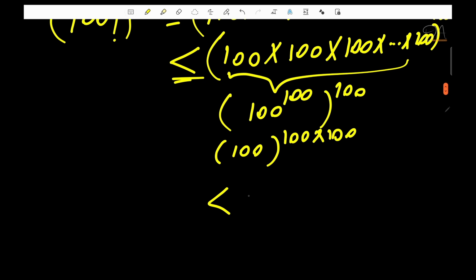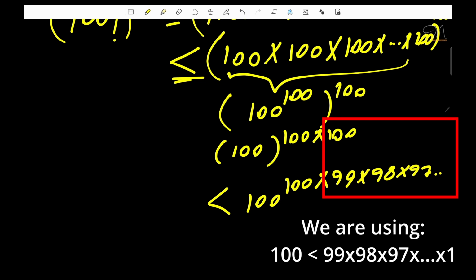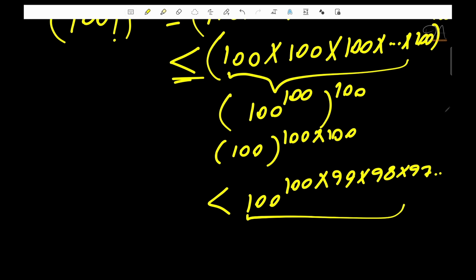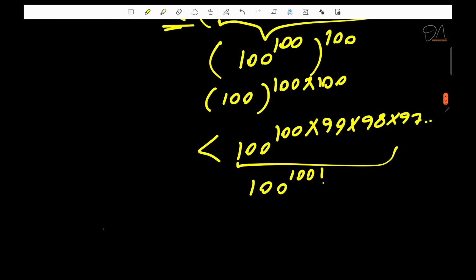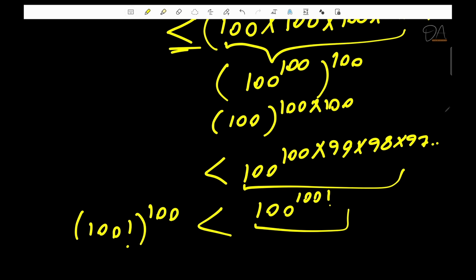And this can obviously be written as less than 100 to the power of, where I can replace this 100 with 99 times 98 times 97, and so on until I reach 1. Obviously 100 is less than this one. This number, you can see, is 100 to the power of 100 factorial. So this is what we finally found: 100 factorial to the power 100 is actually less than 100 to the power 100 factorial. So this is the larger number, and this is the answer to our question.